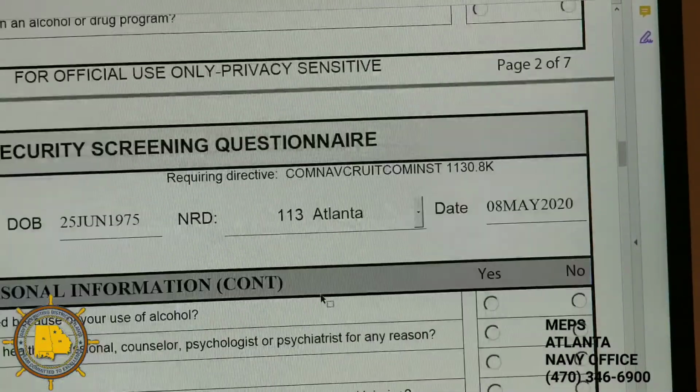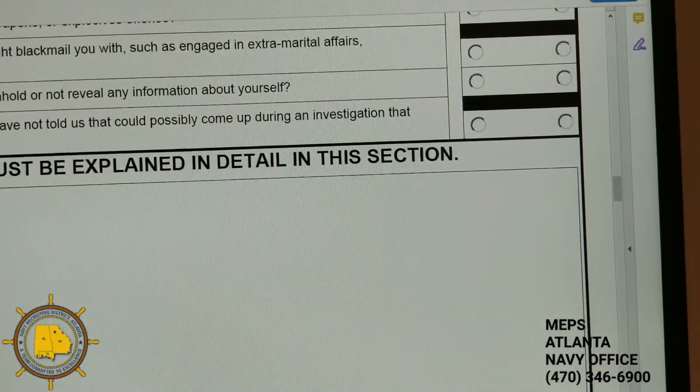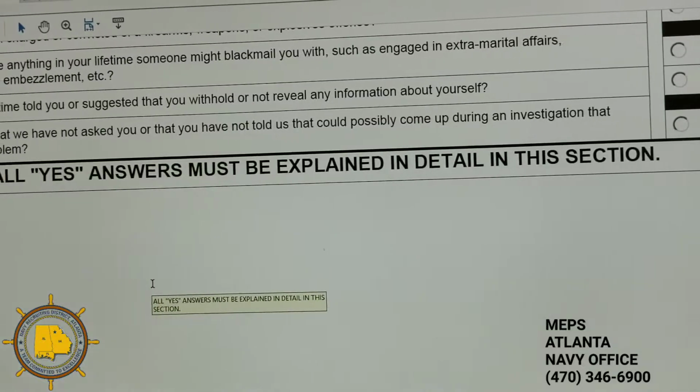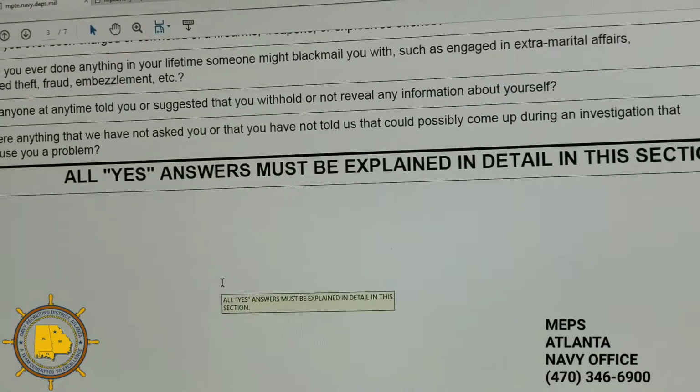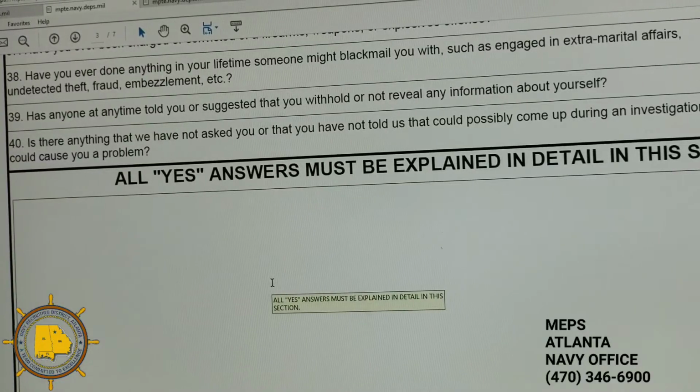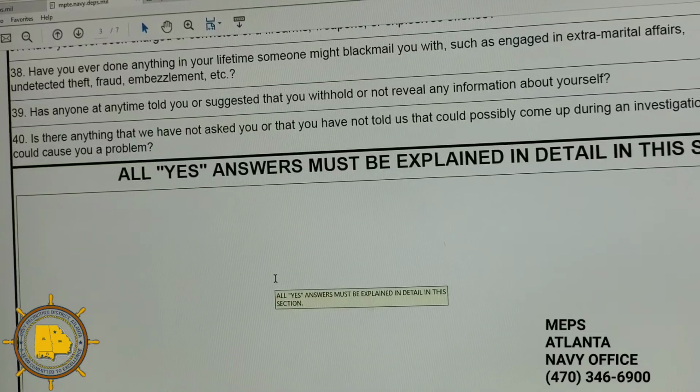On page 2, down in the explanation block, for any question that they've darkened in yes to, they're going to provide the applicable question number, and the reason for why they darkened in yes for that particular question.